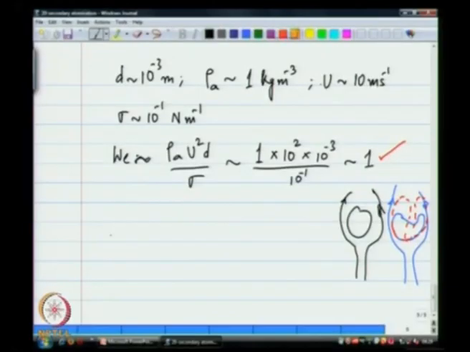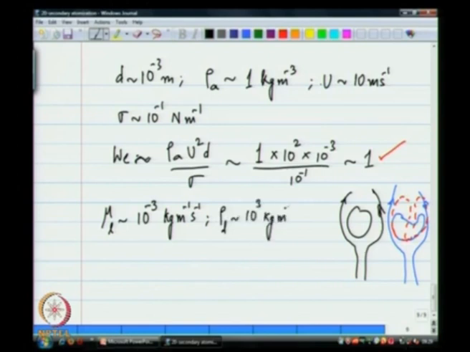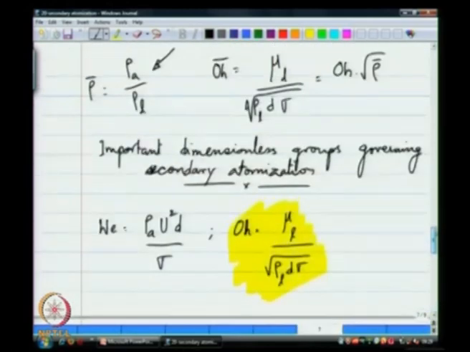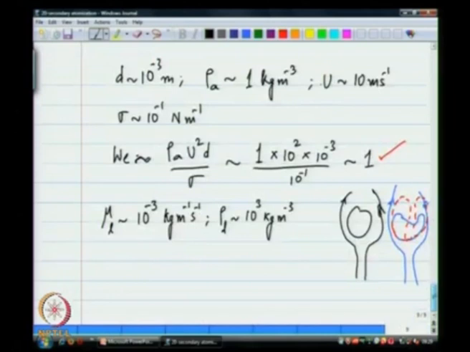Okay, let us do the Ohnesorge number calculation for the same fluid, for the same situation. The Ohnesorge number requires mu L, which is about 10 power minus 3 kg per meter per second, rho L, which is about 10 power 3 kg per meter cubed, D, which is 10 power minus 3, and sigma, which is about 10 power minus 1.